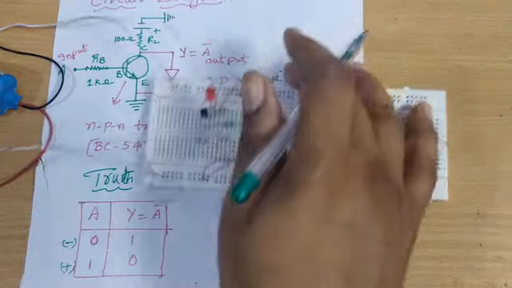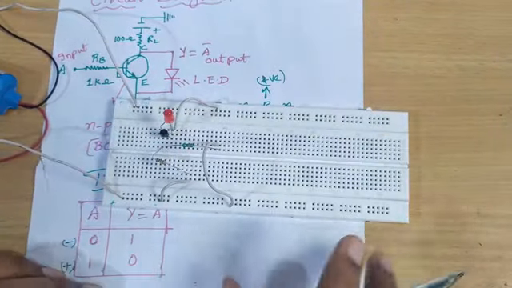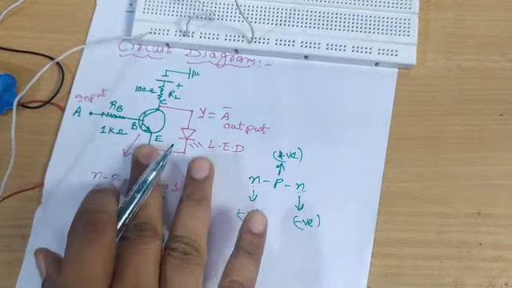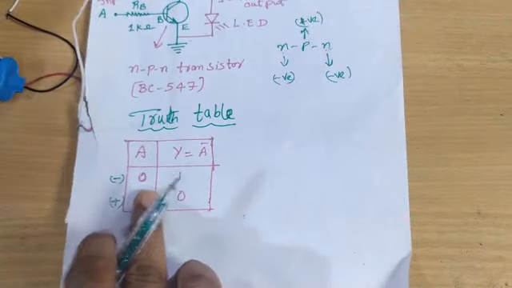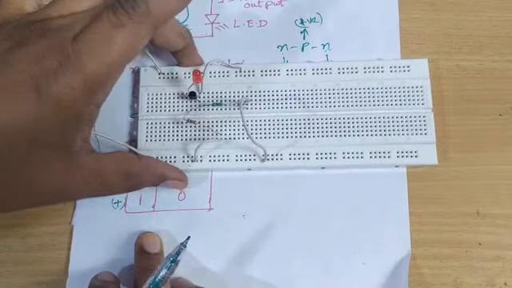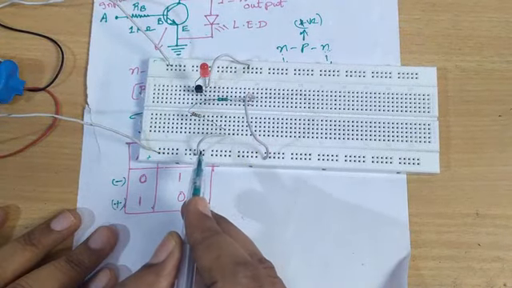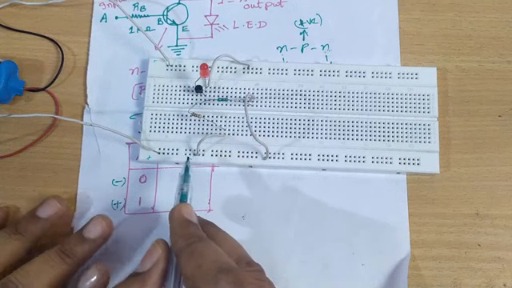This is the symbol, and this one is the circuit. Finally the truth table, which we did experimentally using the breadboard. Okay, students, we will learn the next one in the next class.